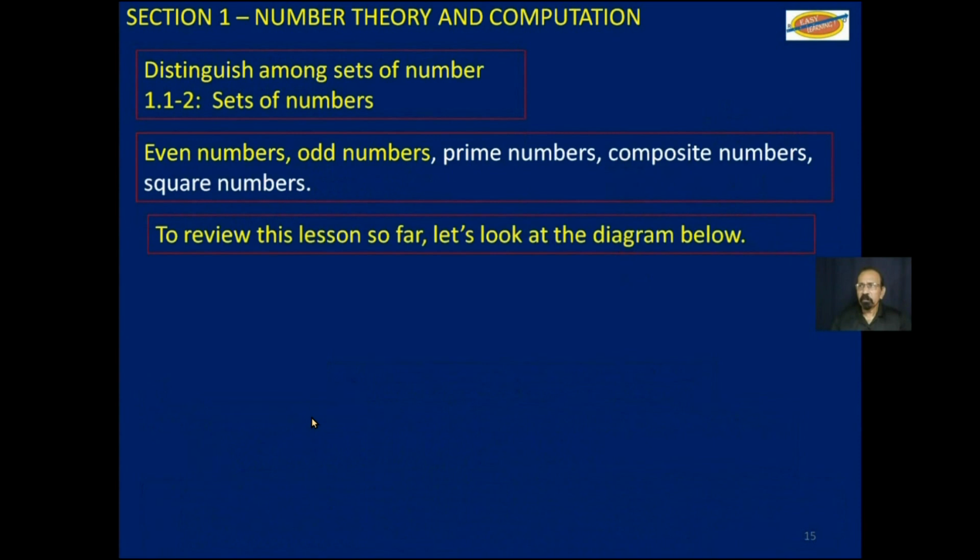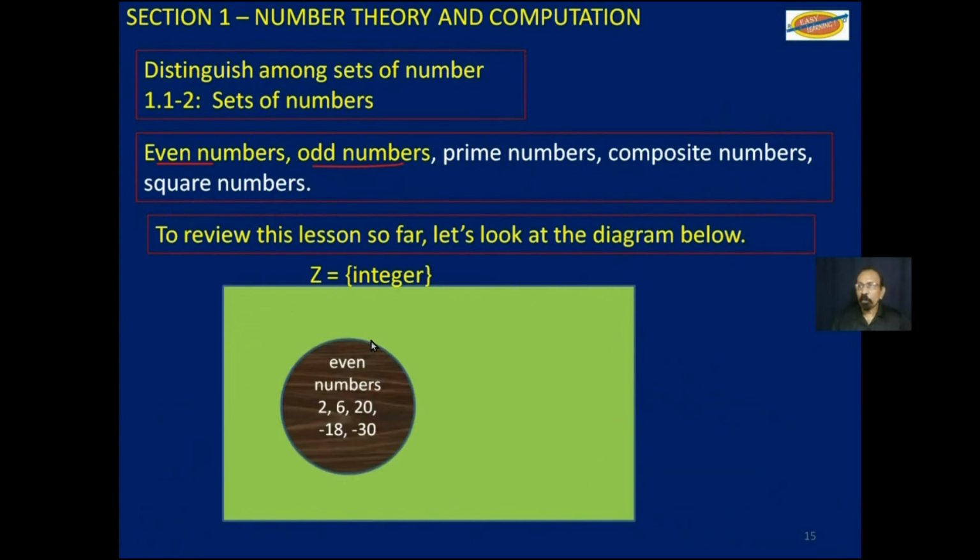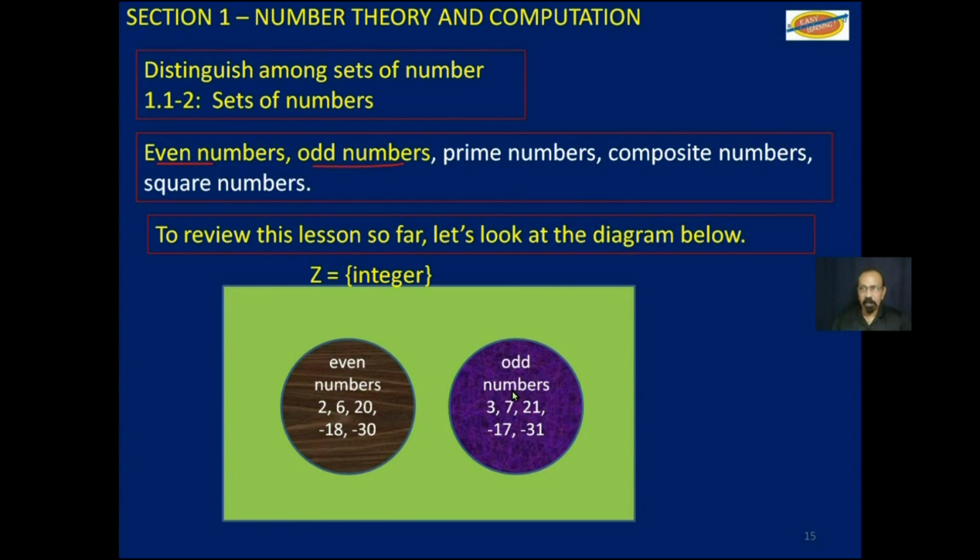So to review, we have talked about even numbers and odd numbers. If we have a box like this and we label it integer, we'll put integers that we have met so far. We can put all even numbers in a circle like that. We can put all odd numbers in a circle like that. So if a number is even, it cannot be odd. And if it is odd, it cannot be even. And of course, we put 0 here as well.